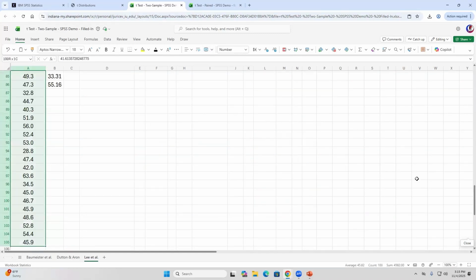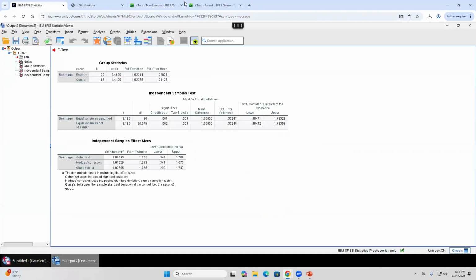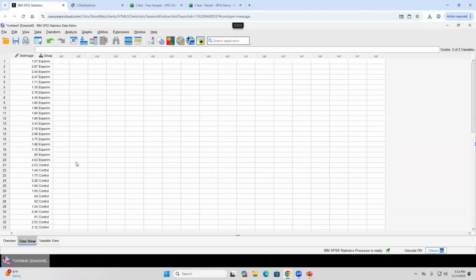So we are going to copy and paste the adolescents first. So we copy all of their scores. We go here to the SPSS output. We're going to close the output. If you were doing this for a project or you needed to save your output, you can save your output. For this demo, though, we can just click no.